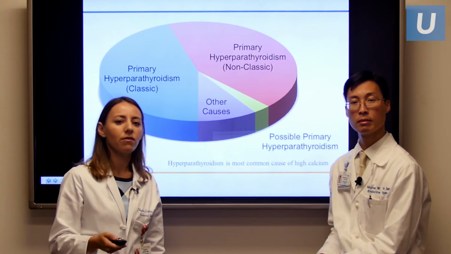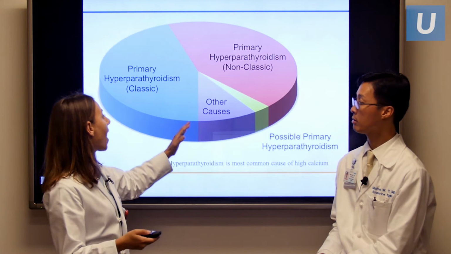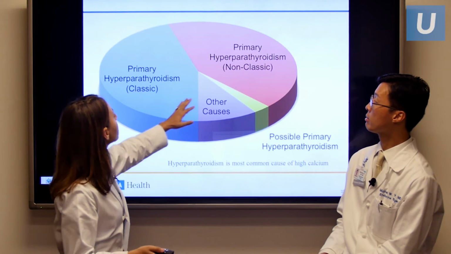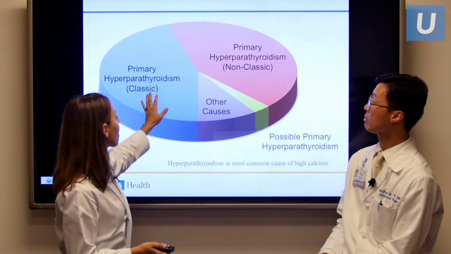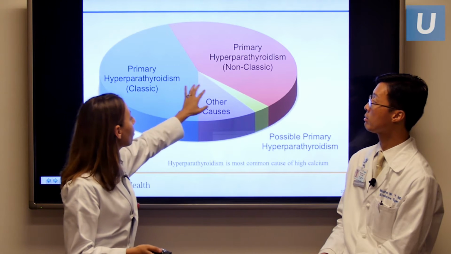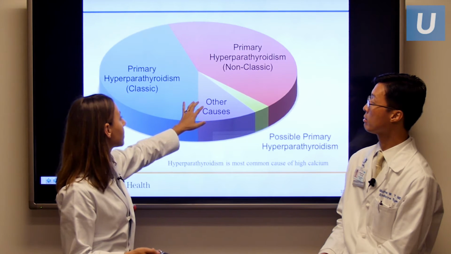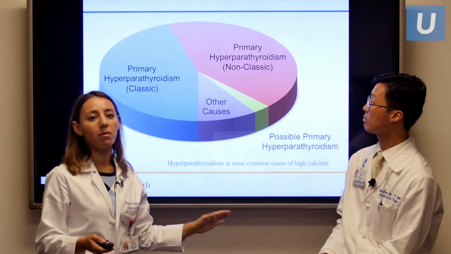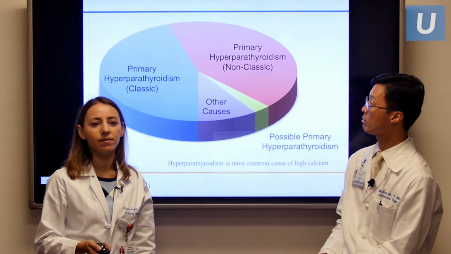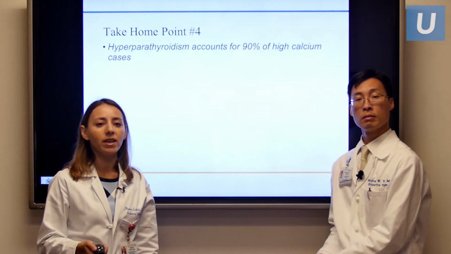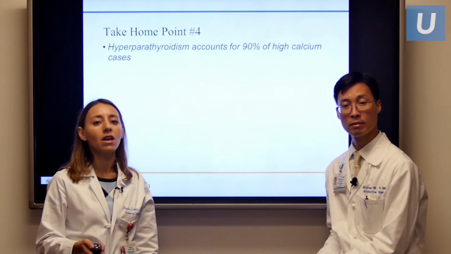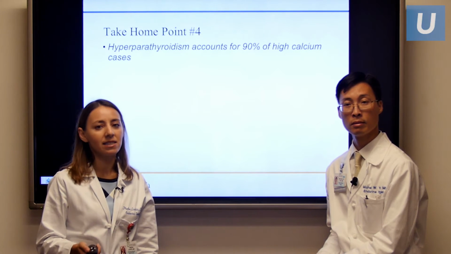So this is a pie graph of all causes of high calcium. And if you look, almost all of them are related to hyperparathyroidism in some way. It's only the purple part that would be other causes. And everything else is some form of hyperparathyroidism. So the next take-home point is that hyperparathyroidism accounts for 90% of high calcium cases.